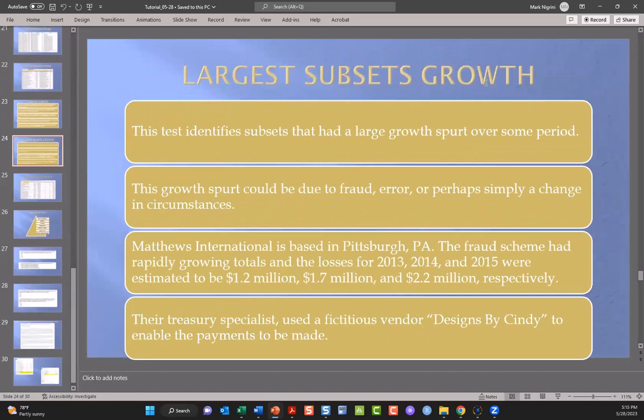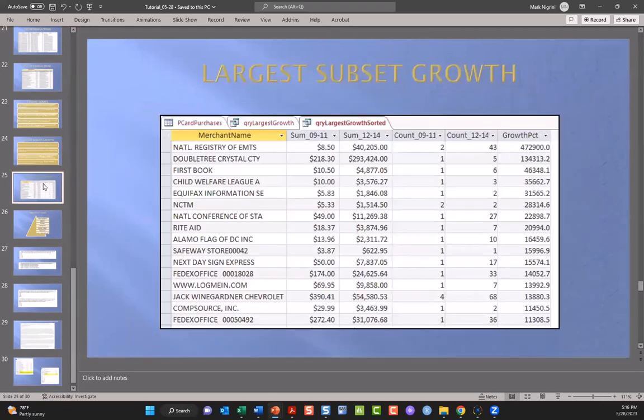The largest subset's growth is similar. It just says who grew by the most. And we'll see this in some of the other cases in the book. They don't know when to stop. The fraud snowballs and gets bigger by the day. This is largest subsets growth.